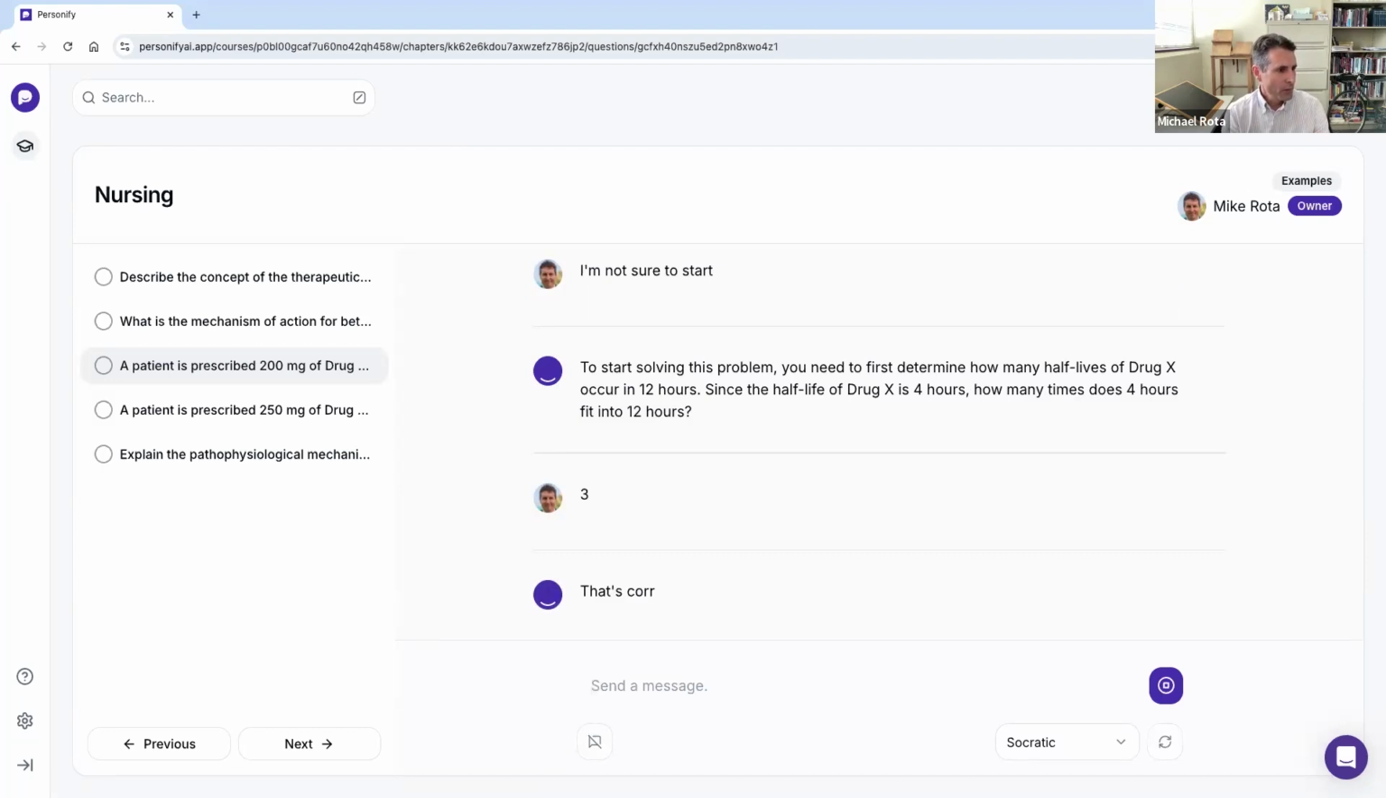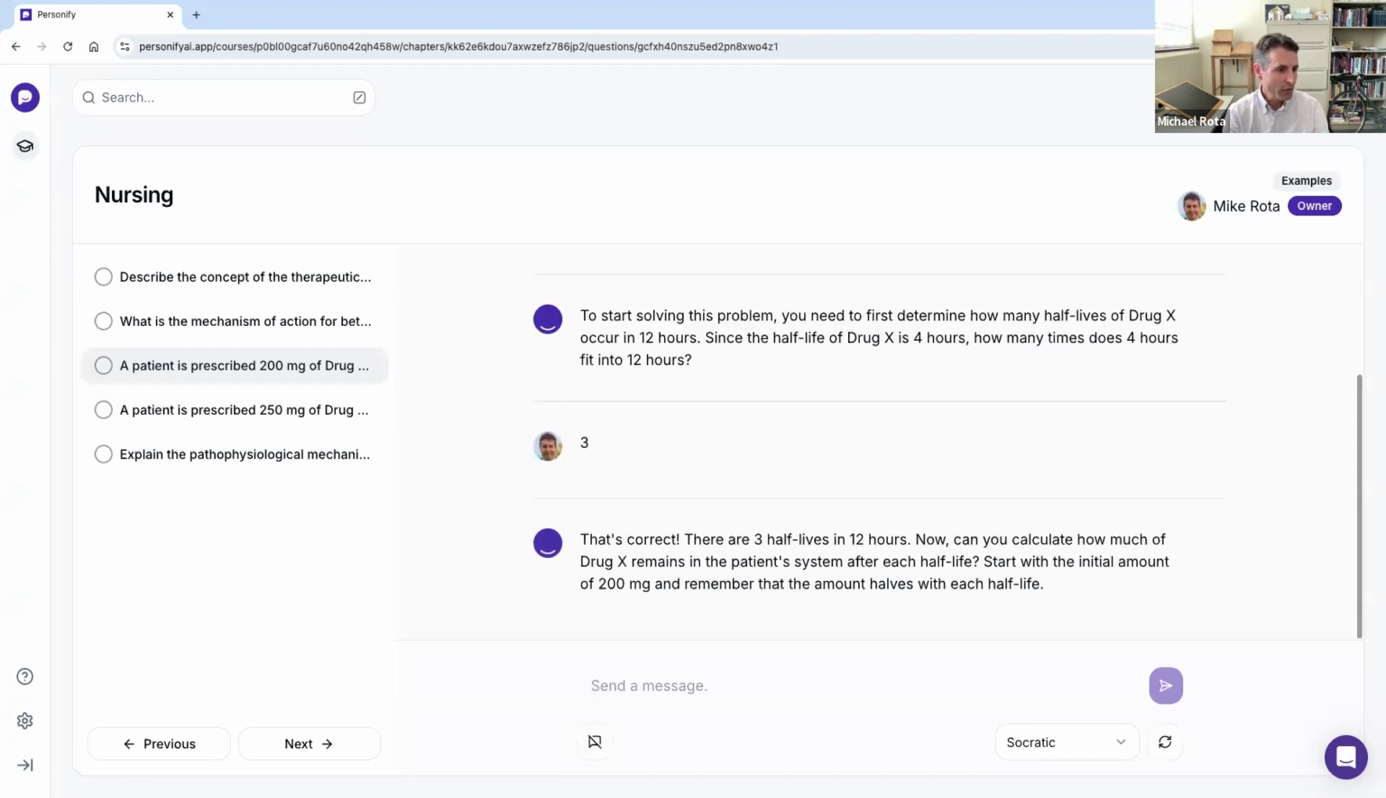And then the AI is going to probably say, good job. Now, can you calculate how much of drug X remains in the patient's system after each half-life? So the correct answer would be: after the first 4 hours, we're down from 200 to 100. After the second 4, down to 50 milligrams. After the third period of 4 hours, down to 25 milligrams.